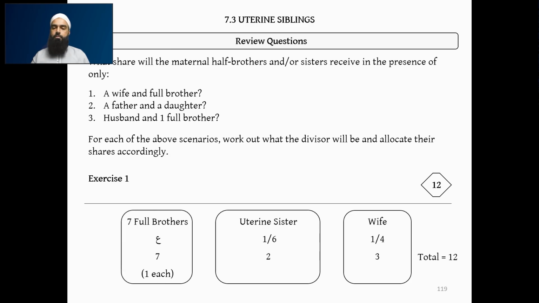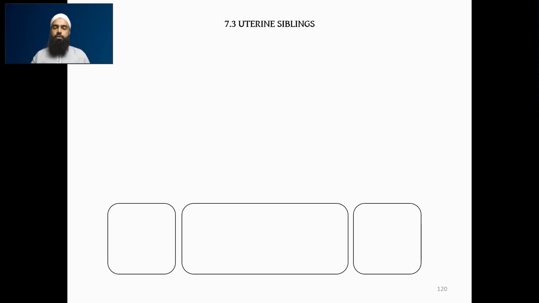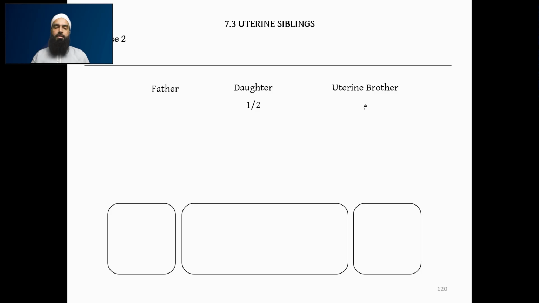Next question, we have here a uterine brother, a daughter, and a father. What happens in this case? To reveal the answer, the uterine brother, because there is a daughter and because there's a father, for both reasons, he'll receive nothing. The daughter, because there's nobody to receive more with, therefore gets a half, and the father gets 1/6 plus the agnatic share because there's a daughter in the picture.